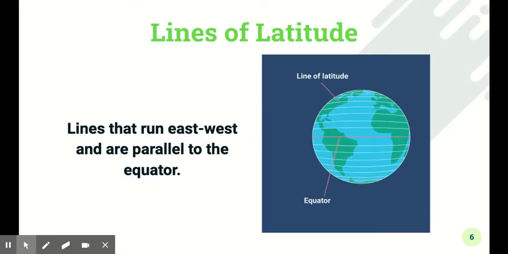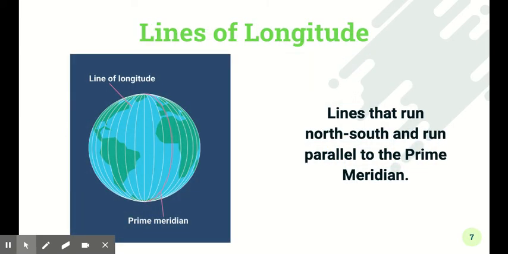Lines of latitude are going to be our lines that run east to west and are parallel to the equator. You can see that in this illustration. Lines of longitude are going to run north to south, and they're going to run parallel to that prime meridian. So they're going to run from the North Pole to the South Pole.